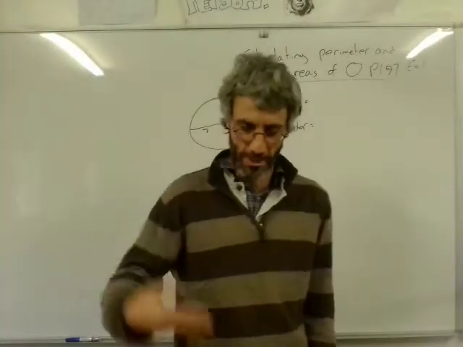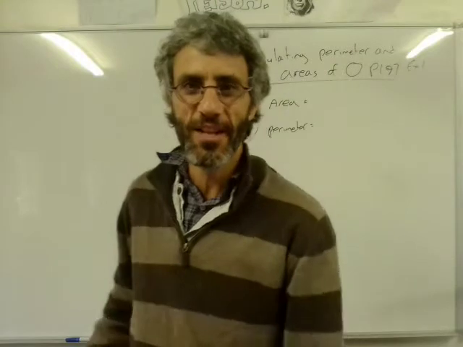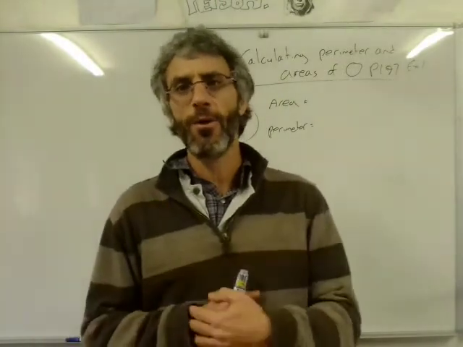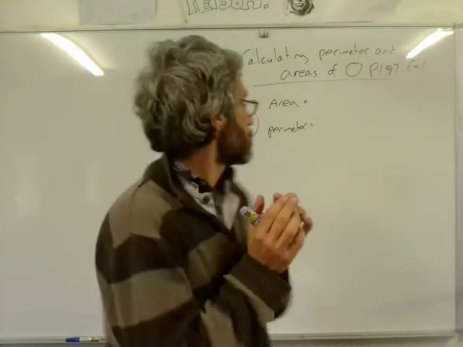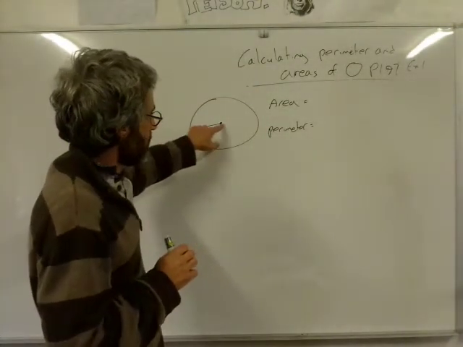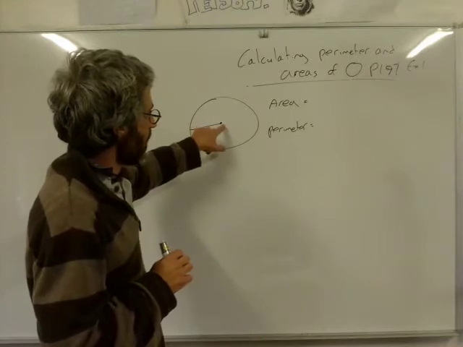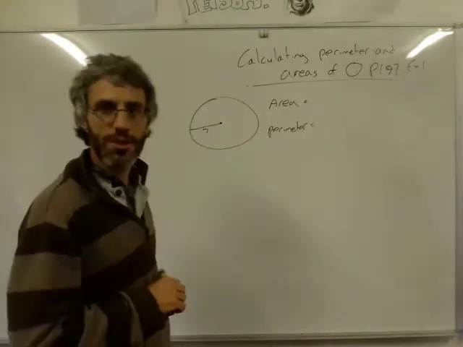So this is probably the second part of that lesson, or the second part of the double lesson, I guess you can say. We're still calculating areas and perimeters, but now of circles. Okay? So we've got a circle. This is called the radius. Radius is the line that goes from the center of the circle to a point on the circle.